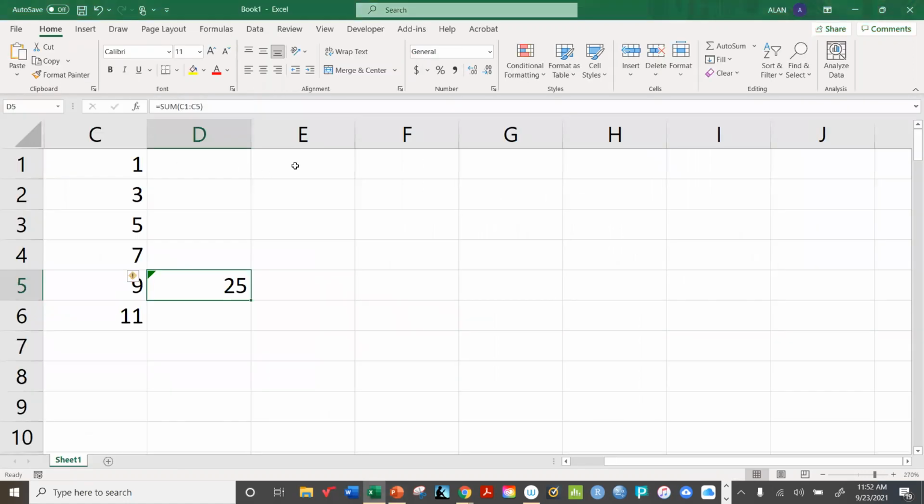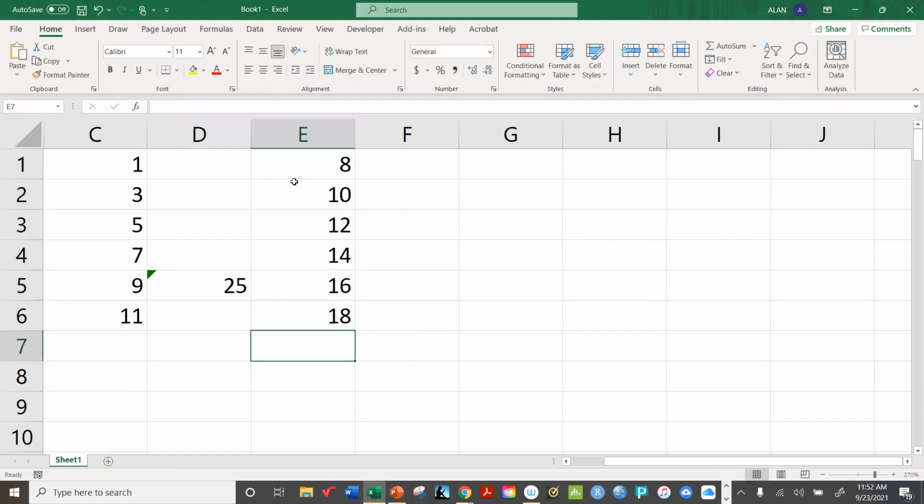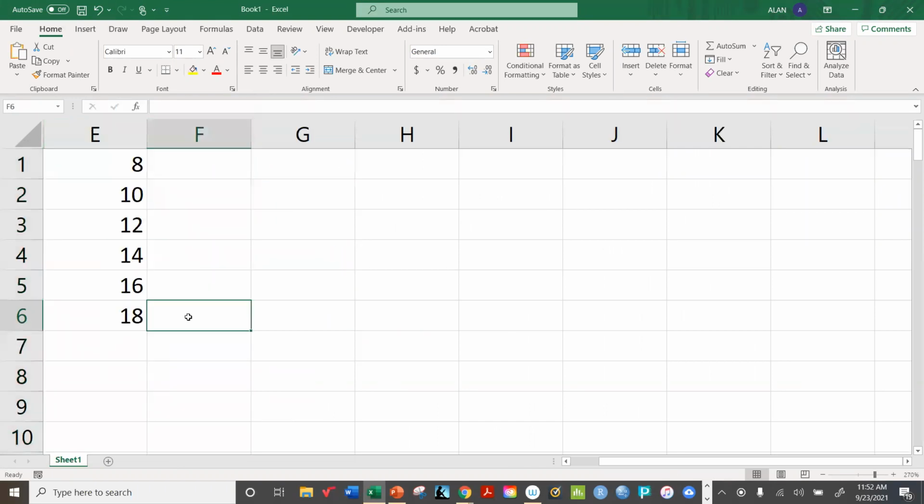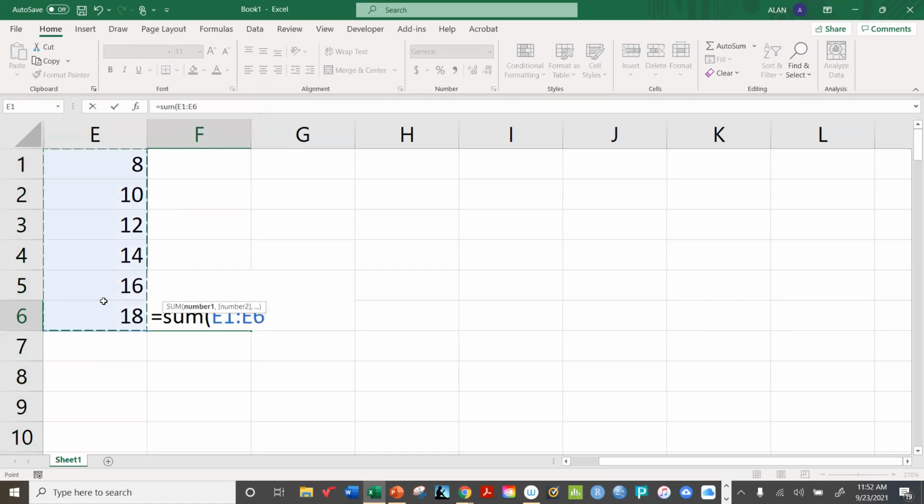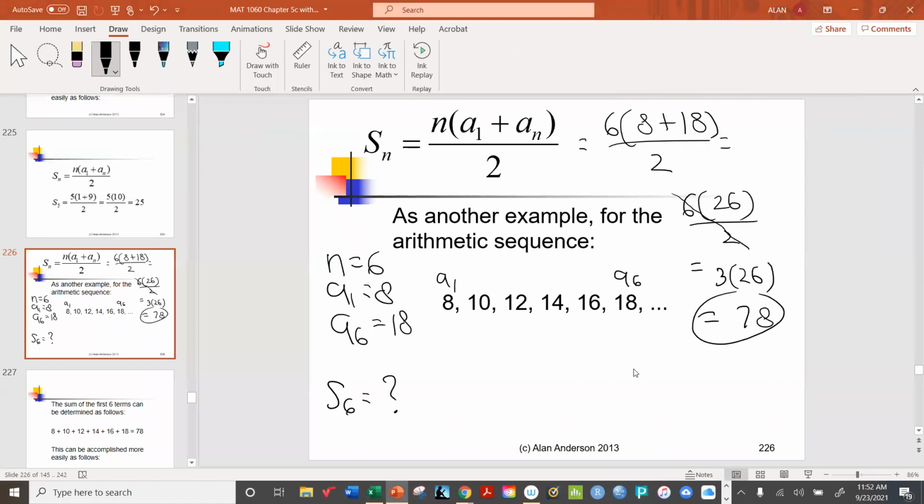Let's come over here and look at Excel. And we're adding up the first 6. So I'll put equals sum. And 78. Yes, it is in fact 78. So this is not difficult.